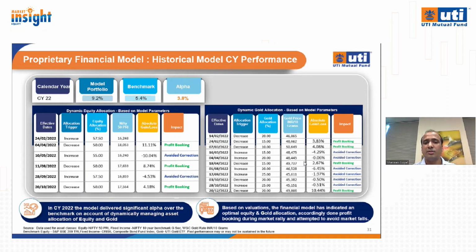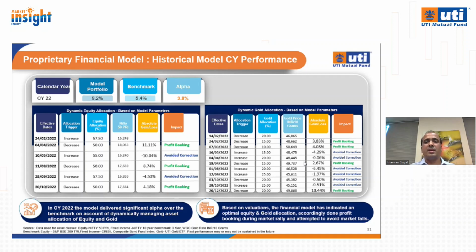Similarly, on the gold side also, when gold was trading at an attractive valuation of about 50,000 rupees for 10 grams, at that time the model suggested a reduction in weight from when gold was priced at 46,000, while it suggested an increase when prices fell to 48,000 rupees. Similarly, when prices moved up, the model started showing a reduction in allocation towards gold. So based on the relative performance of equity and gold, the model will keep suggesting allocation to these asset classes.